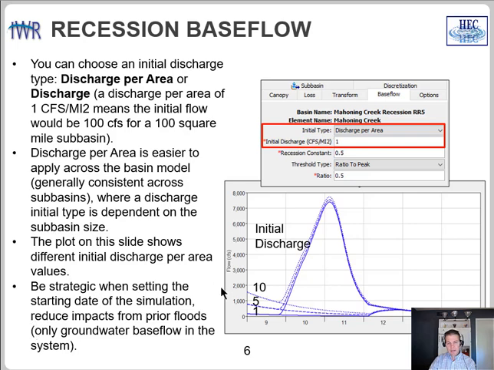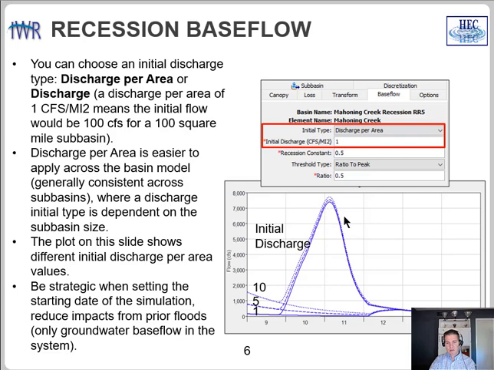You notice that initial discharge per area in this example doesn't have much impact on the peak flow. That's probably because the combination of the recession constant and the initial discharge, by the time that peak flow occurred, is pretty low compared to the direct runoff in this example. But in some cases, that initial discharge could have more impact on the peak flow.